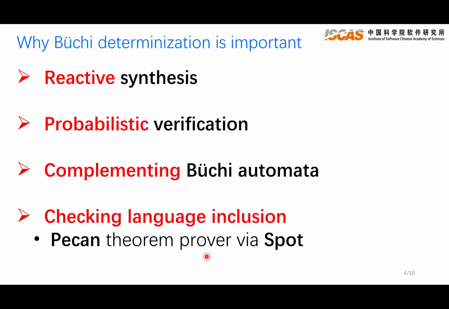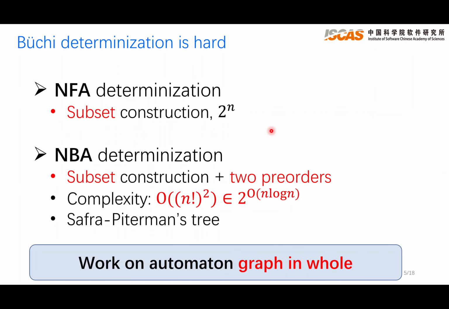Büchi determinization is very useful and has found many applications such as reactive synthesis, probabilistic verification, complementation of Büchi automata, and language inclusion checking. In fact, it's implemented in Spot for checking language inclusion between Büchi automata, and it's already used by the Pecan theorem prover. Büchi determinization is known to be very hard.